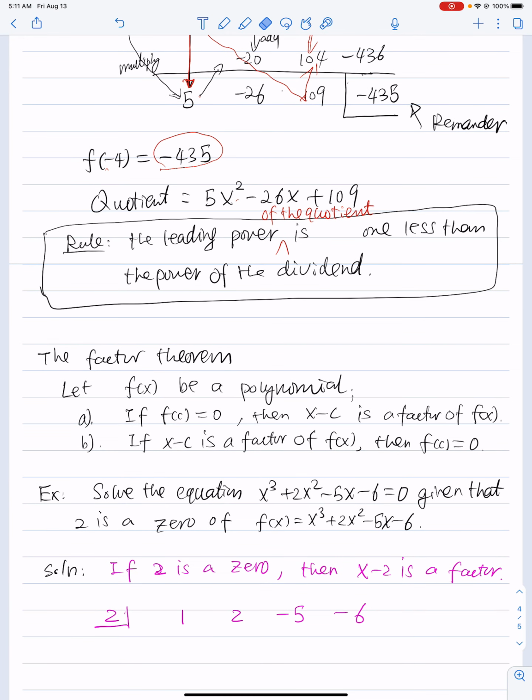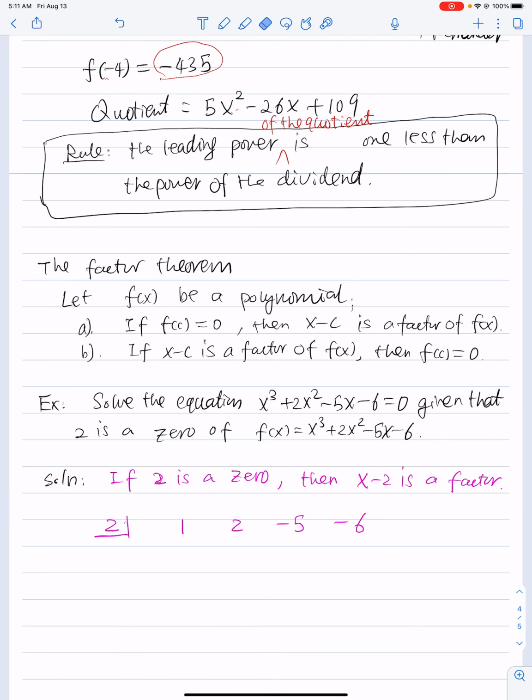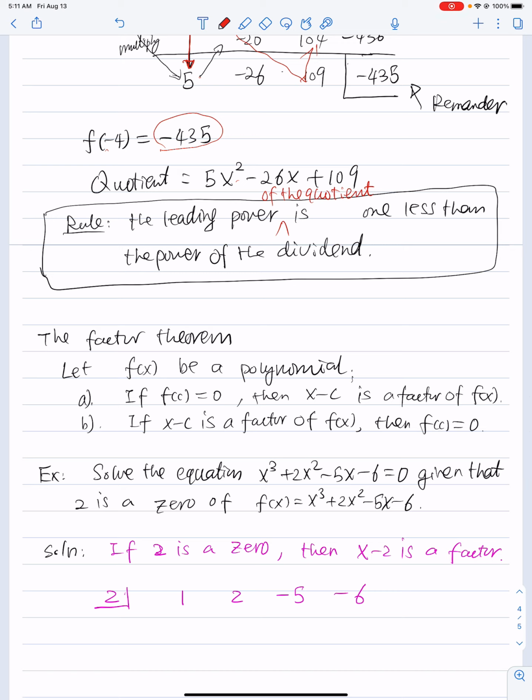Okay, so the next theorem is called what? The factor theorem. So let f of x be a polynomial. If f(c) equals 0, then x minus c is a factor. So f(c) equals 0, what does this mean? Remainder equal to 0, yeah? So if the remainder is 0, then x minus c is a factor. And if x minus c is a factor, then what happened? The remainder is 0. Yeah, so f(c) is also 0.